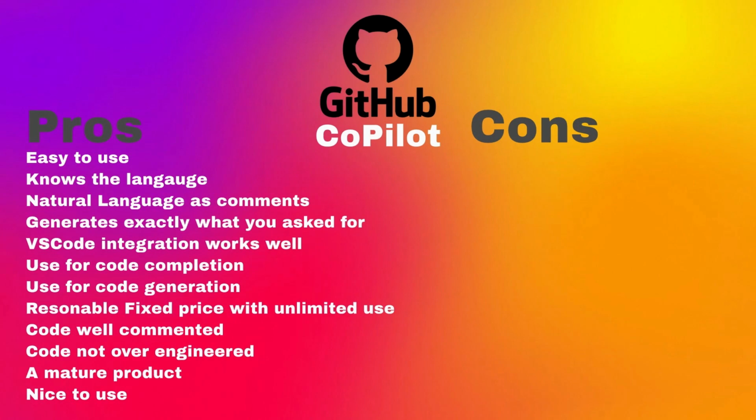The code CoPilot generates is fully commented and it's not over-engineered. There is often more than one way of doing something in any programming language, the easy way and the complex way. Both work, and the complex way may impress your colleagues initially, but that soon wears off when they have to edit the code in the future. GitHub CoPilot just feels like a well thought out and mature product, and I find it really nice to use.